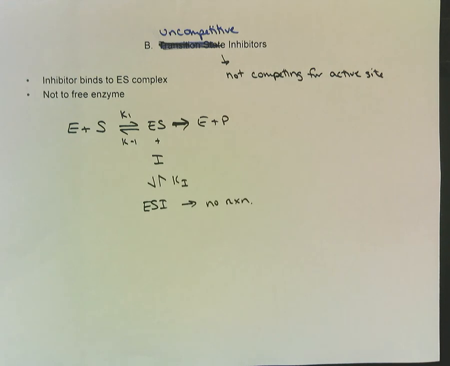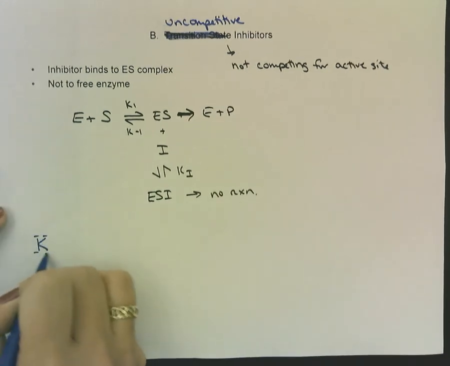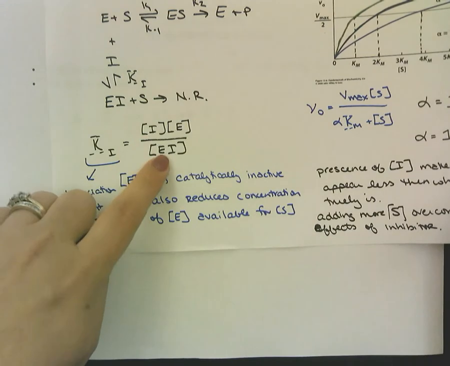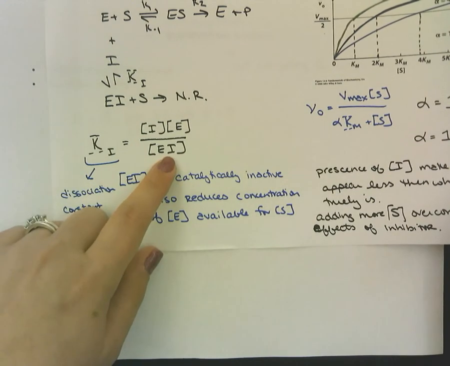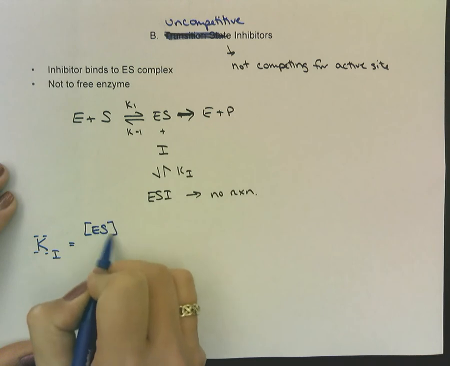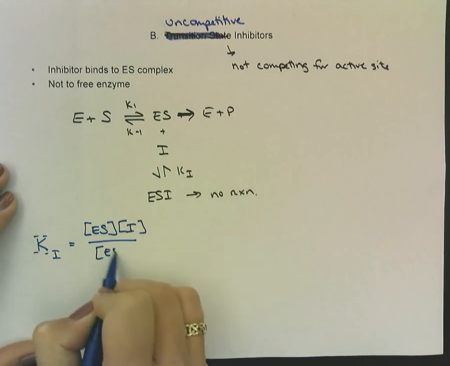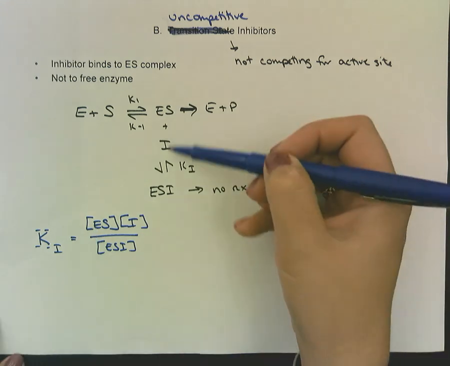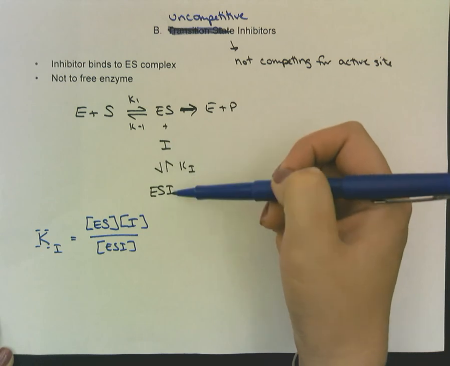Which means that now we have a new Ki expression, because before the Ki expression for competitive, let me flip back to that page, included inhibitor, enzyme, and the enzyme inhibitor complex. Well, this doesn't exist in an uncompetitive. So our new expression for the inhibitor constant, or the association constant of the ESI complex, is now this, because now we're looking at the ES plus I combined to make the ESI complex.